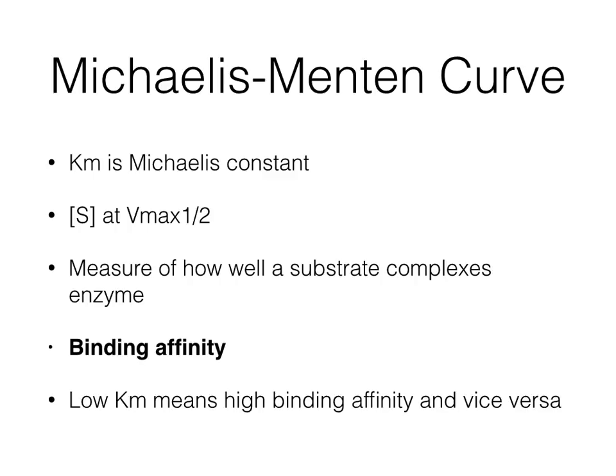Another way to view it is that it's the substrate concentration that will fill up half of the total enzyme binding sites. The Km is an important number because it's a measure of how well a substrate complexes with an enzyme. In other words, it's a measure of binding affinity. A low Km means high binding affinity, and vice versa.